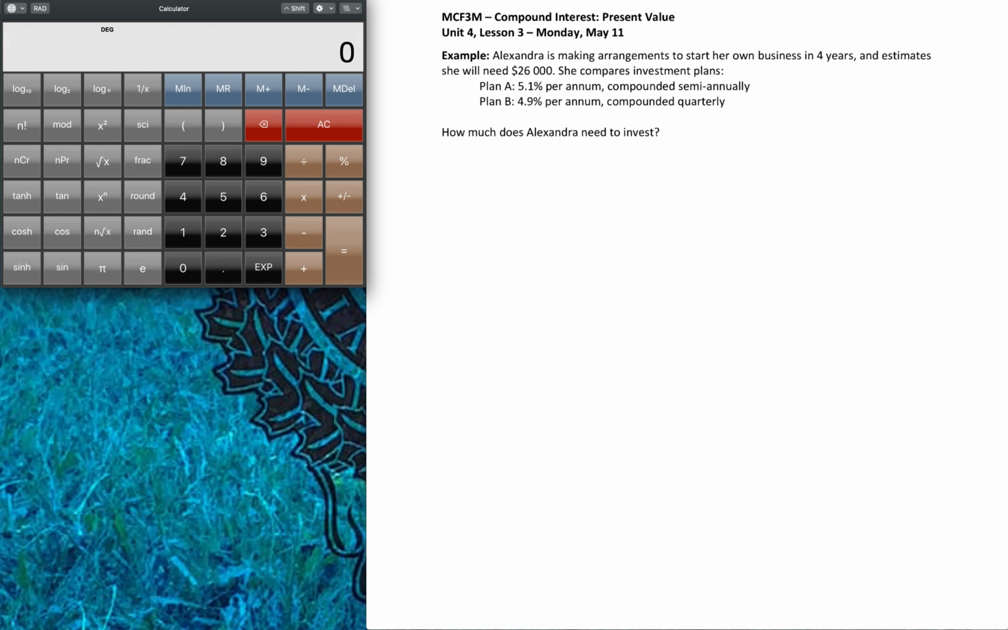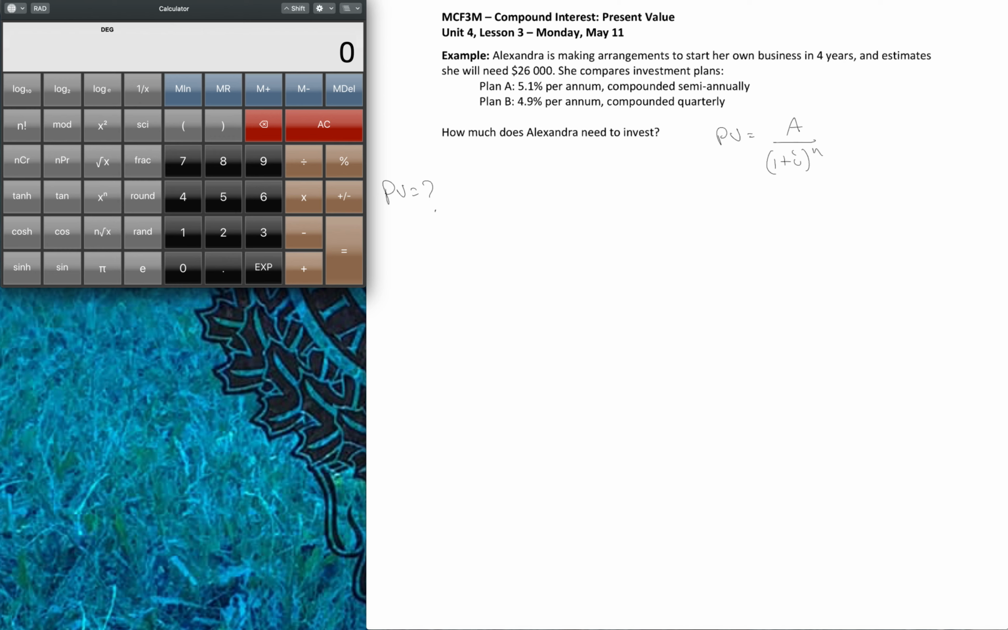But overall, you're still going to use your present value equation, and it's still going to be A divided by 1 plus i to the power of n. Okay, that's not going to change, right? So let's just dive right in here and do it the same way that we've been doing it, okay? So you're going to write out your knowns and unknowns. So my present value is the thing I want to know, okay?